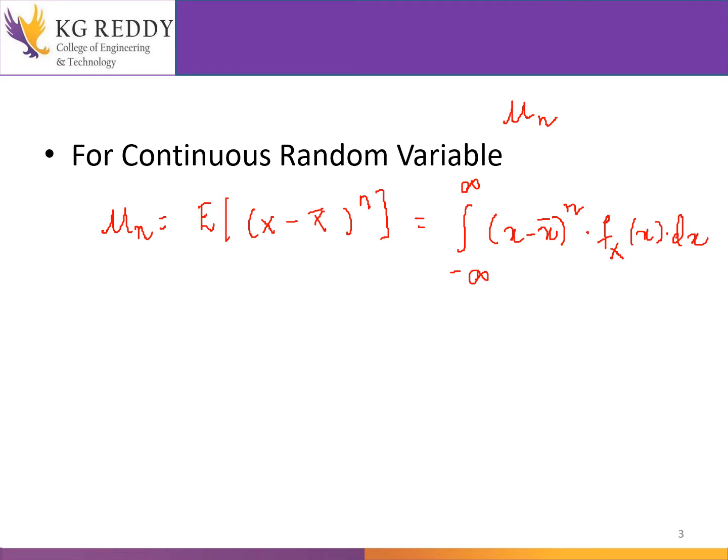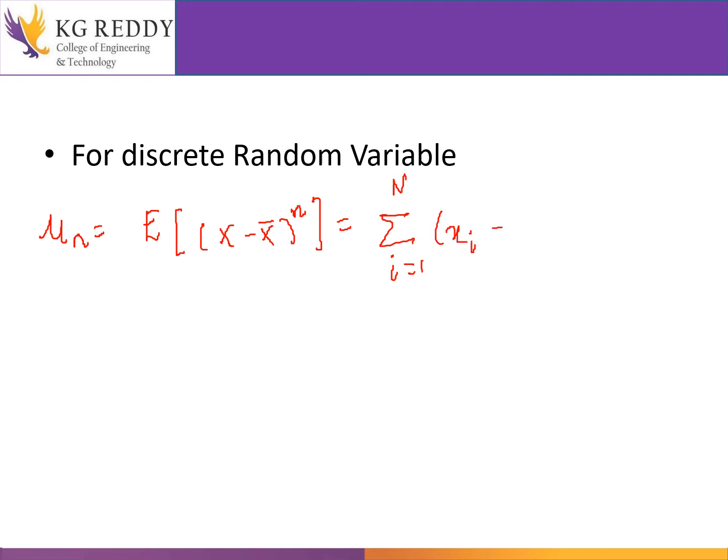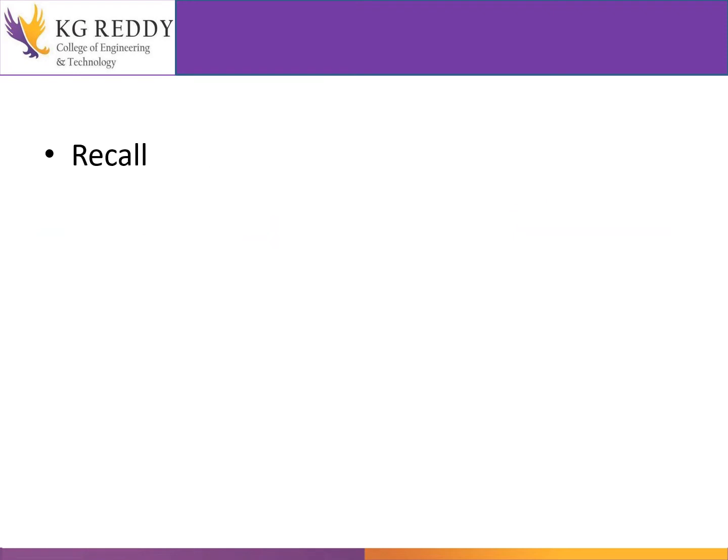Next, we will see the same thing for the discrete random variable. So for the discrete random variable, I'll be taking again mu n. This will be equal to expectation of x minus x bar raised to n. This will be equal to, we have to apply here the expectation formula for the discrete random variable: summation i is equal to 1 to n, of all the values of xi minus x bar raised to n, multiplied with probability of xi. So in this way we will be defining the central moment or the moment about the mean value for the discrete random variable.